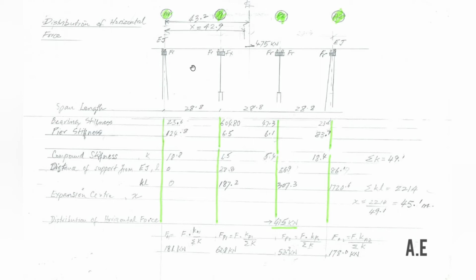The distribution of the horizontal force is very much dependent on the type of fixity placed on each of the bearings. In this example, all the bearings are free except for one bearing in pier 1 where the bearings are fixed to the deck. This is defined as Fx. The free bearings are defined as Fr. The values of the bearing stiffness are shown here in this row. Abutment A1 has a bearing stiffness of 23.6.